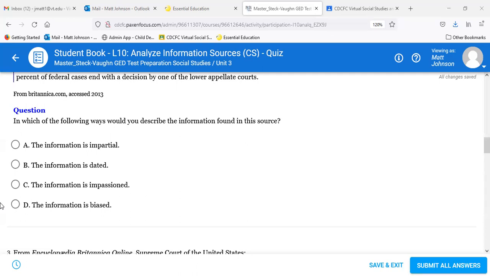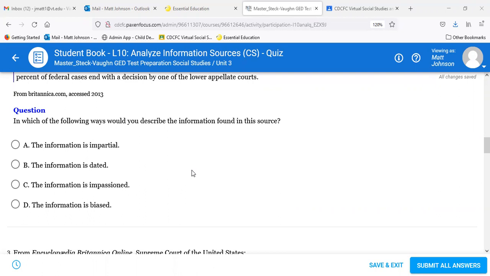So question 2, Sasha Gay, would you read question 2 for us? In which of the following ways would you describe the information found in the source? A, the information is impartial. B, the information is dated. C, the information is impassioned. And D, the information is biased.